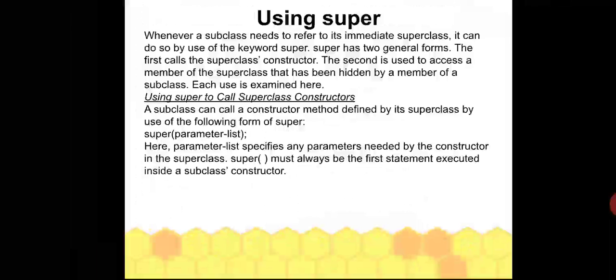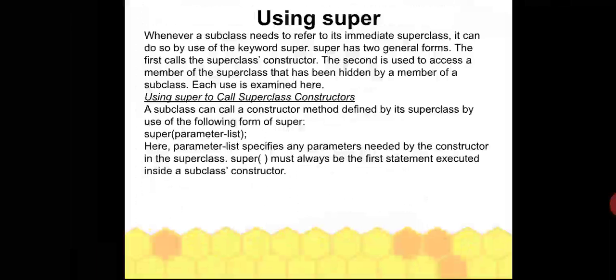Now super has two general forms. The first calls the superclass's constructor. The second is used to access the member of the superclass that has been hidden by the member of a subclass. Each use is examined here. So that is with respect to the example. But the thing is, you have two general forms.